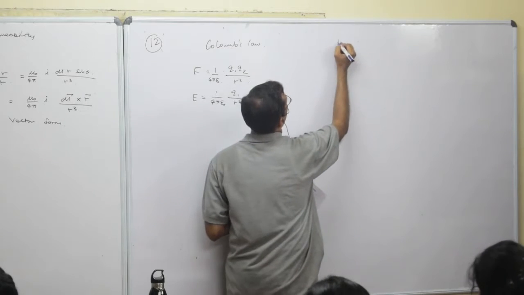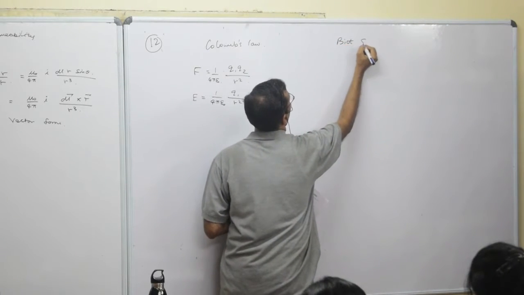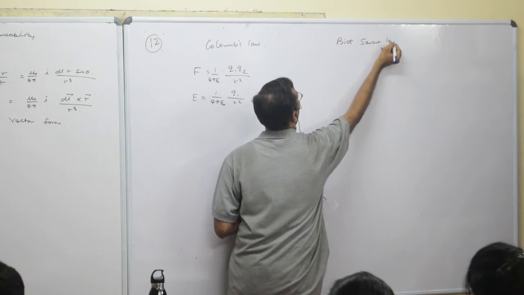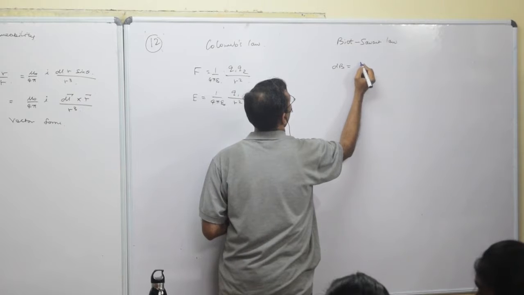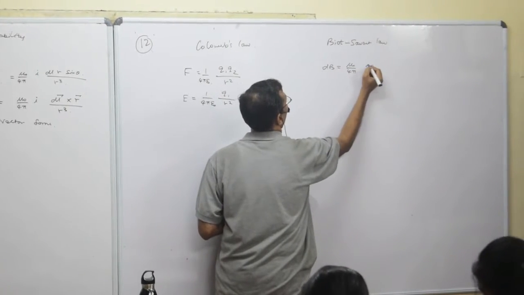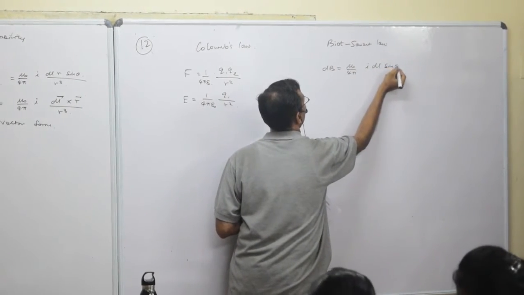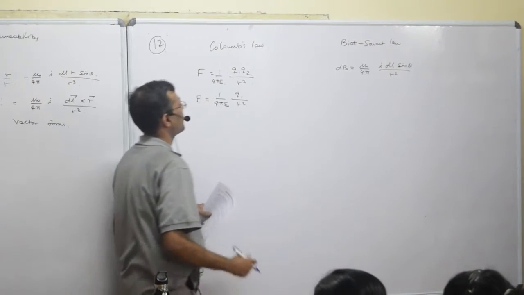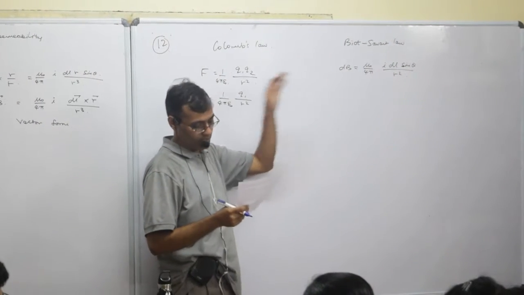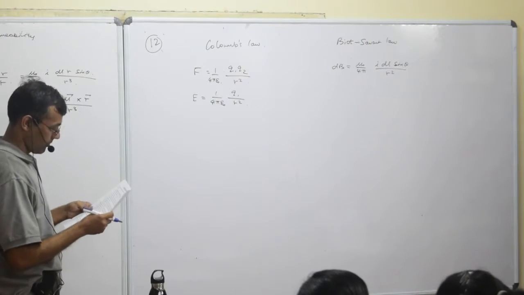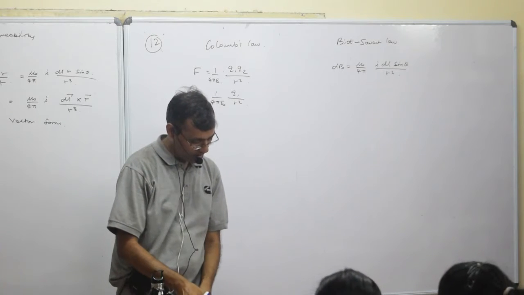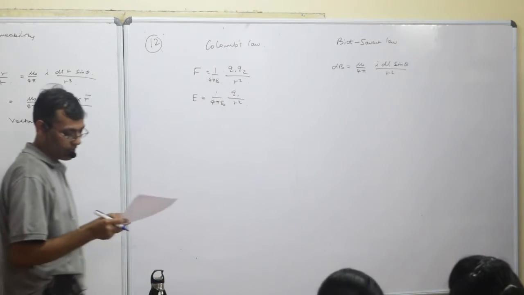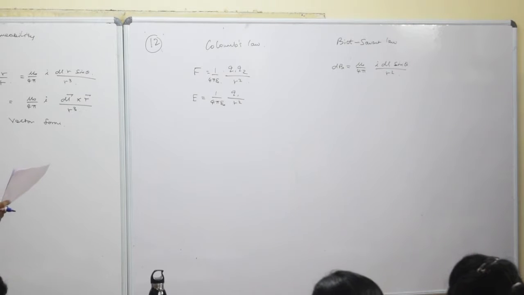So Biot-Savart law is, here we say dB is equal to mu naught by 4 pi I dl sin theta by r square. Okay. So basically we are going to compare this and tell the similarities and differences. So what can you say about the similarity? What looks similar? Both are inverse square law, yeah. So that's a good point. So first you can say both are inverse square law.